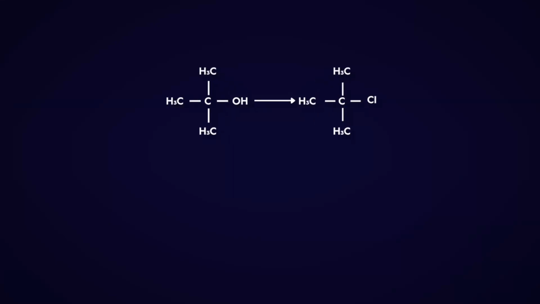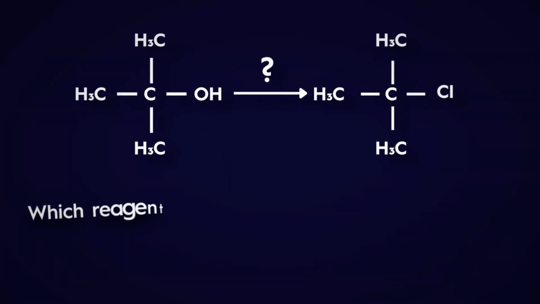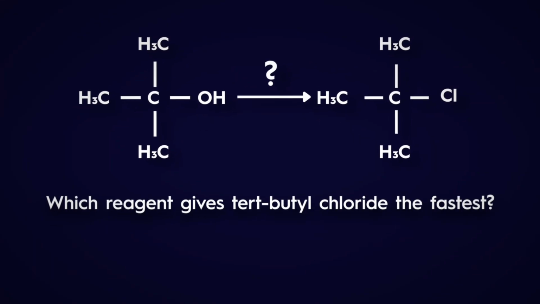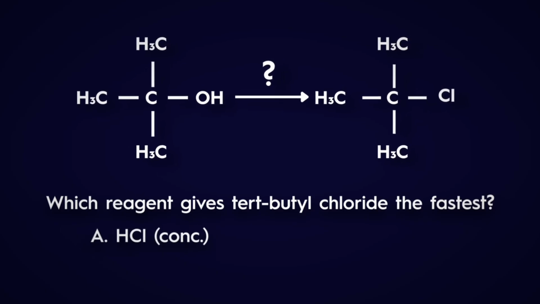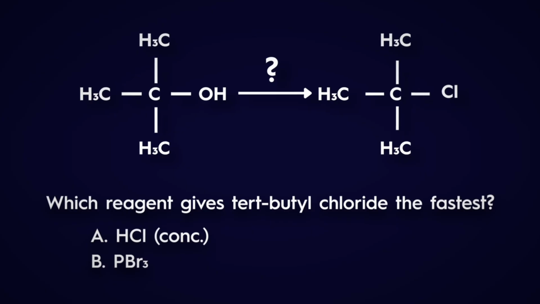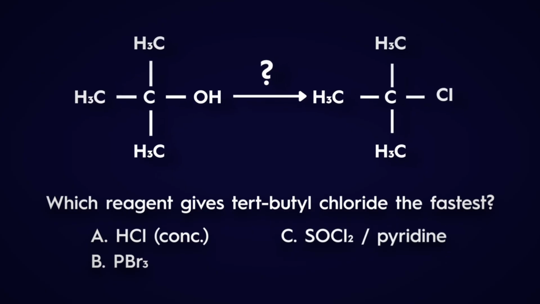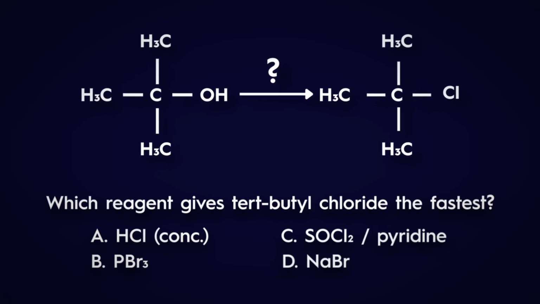Pop quiz, you have 15 seconds. Which reagent gives tert-butyl chloride the fastest? A. Concentrated hydrogen chloride. B. Phosphorus tribromide. C. Thionyl chloride and pyridine. Or D. Sodium bromide.